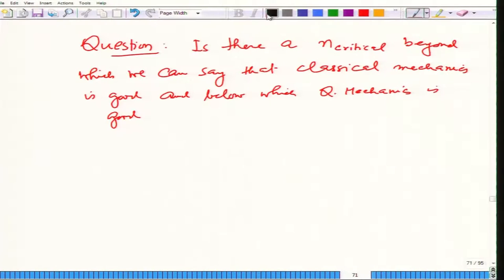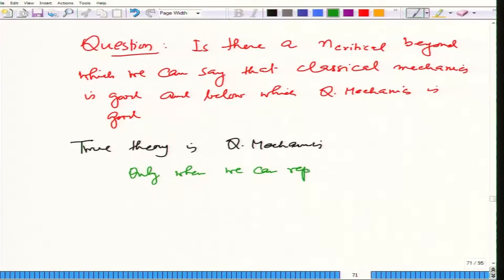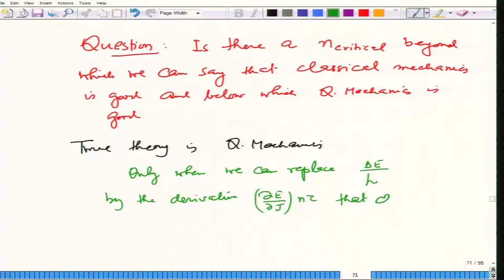The answer is no. Actually, the true theory is quantum mechanics. It is only, as we saw in the previous lecture, when we can replace delta E by h times the derivative dE by dj times n tau, that the classical theory holds good. And that means basically that n has to be large enough and tau has to be much, much smaller than n. That is the only condition.